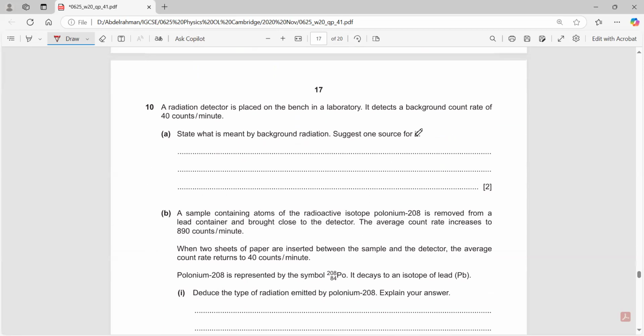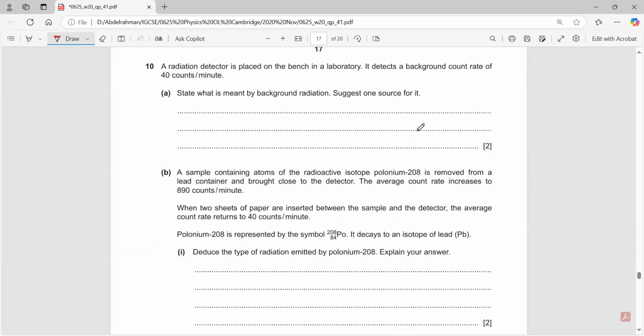A radiation detector is placed on the bench in a laboratory. It detects a background count rate of 40 counts per minute. What is meant by the background radiation? It's a random background radiation. It's radiation that's always there. Due to what?